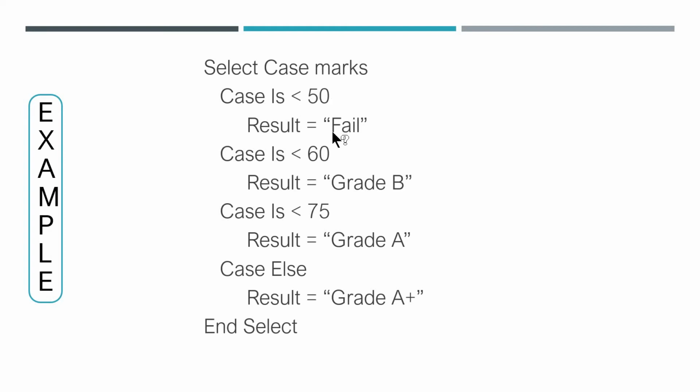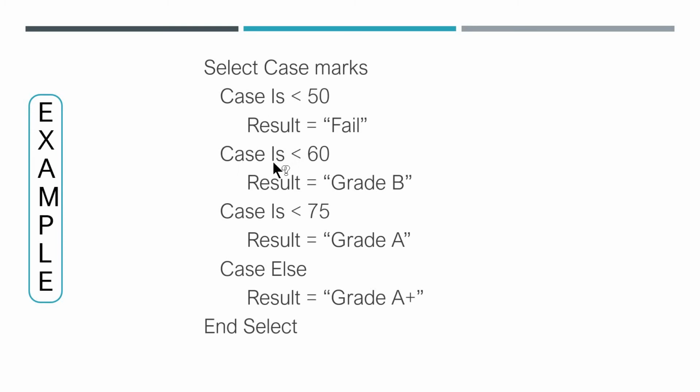In that case, what is the message given here? Fail. Fail will be given to the variable result. Think that right now the marks entered by the user is 55 or 58. In that case, this part will be ignored and will not be executed. It will go for checking with the second case.